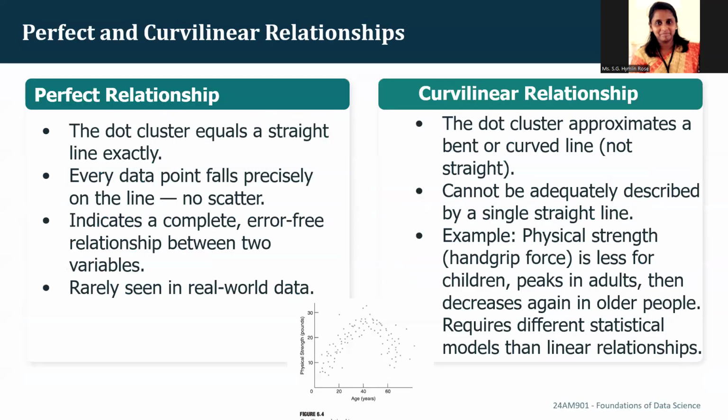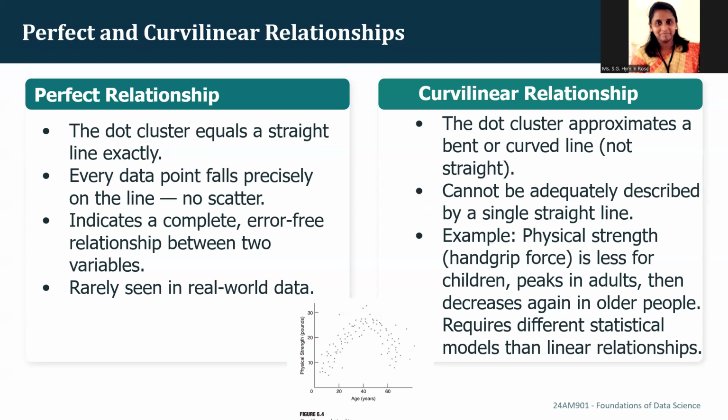Another form of relationship is the linear or perfect relationship and the curvilinear relationship. What is a linear relationship? When a dot cluster approximates a straight line, whether positive or negative, the relationship is described as linear. We can also have a perfect relationship, where the dot cluster exactly equals a straight line. That is considered a perfect linear relationship, with a correlation coefficient of exactly 1 or -1.